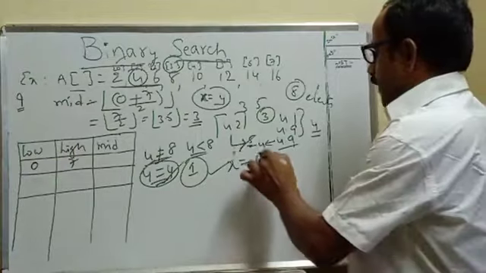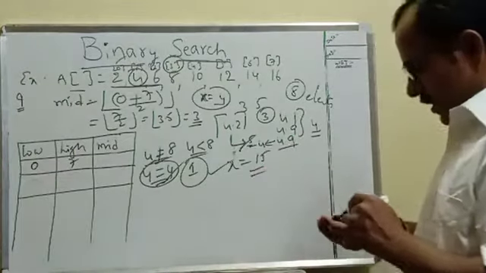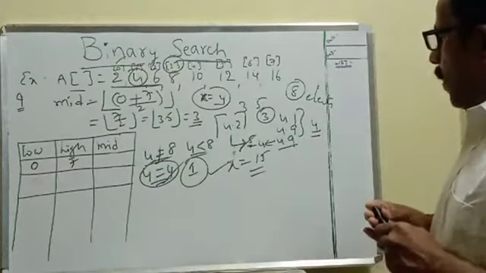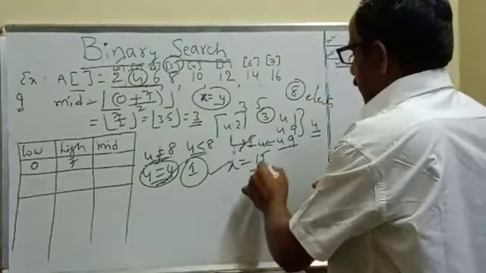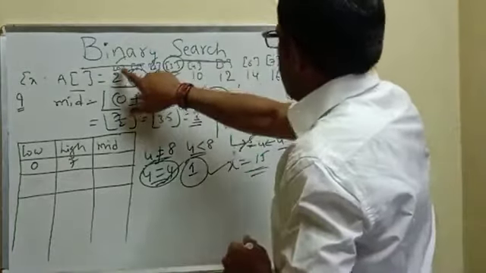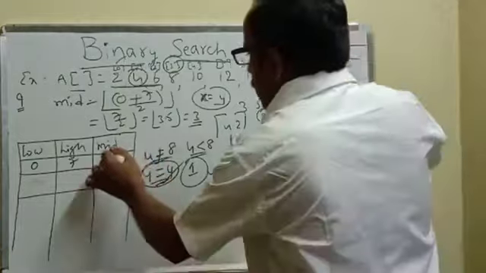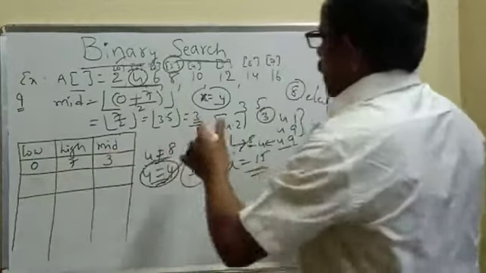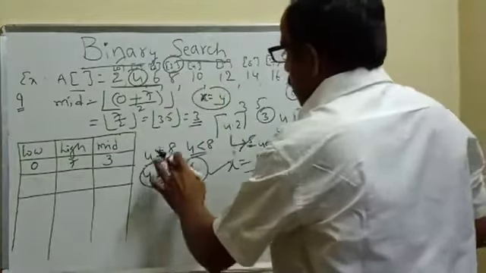Suppose you take 15, so x equals 15. What is the initial location number? 0. What is the final location number? 7. What is mid? I have already told you, 3. So what is the third location number now? The third location number is 8.